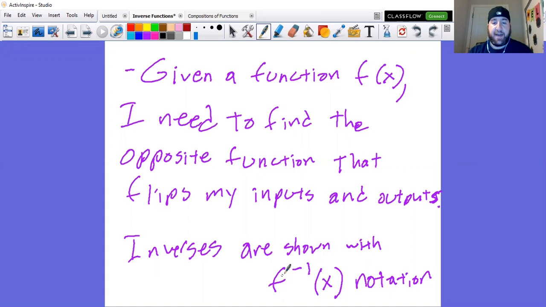Inverses are shown with the f -1 of x notation. Again, this -1 looks like an exponent, and you write it like an exponent, but it doesn't mean anything mathematically. That's just how we designate inverse functions.